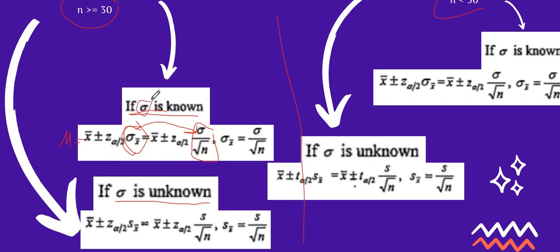When your sigma is given, that is the formula. But what is the formula if your sigma is unknown? It's similar, still x bar plus minus z alpha over 2, but the difference is that you replace sigma with s, which you calculate. Sigma is the standard deviation for the population, and s is the standard deviation for the sample. That's it.